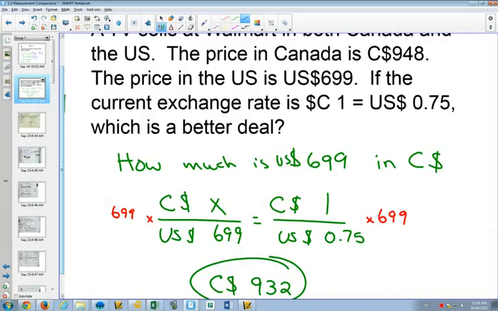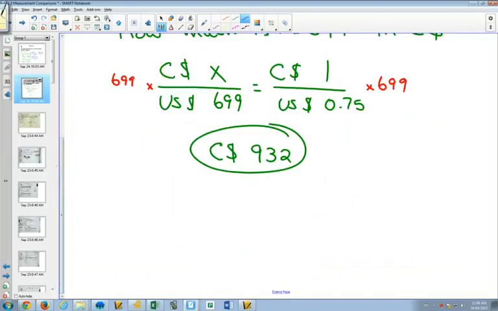Did you choose to figure out how much the US was in Canadian because they only showed the exchange rate for? No, you could have done it the other way as well. So it didn't matter which way, just because it gave Canadian to US, I could change it the other way as well. And when you do this on a quiz or a test, you get to choose whichever one you want.